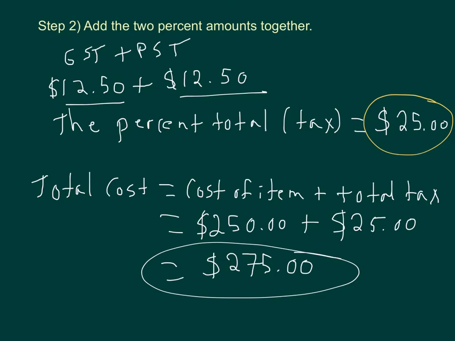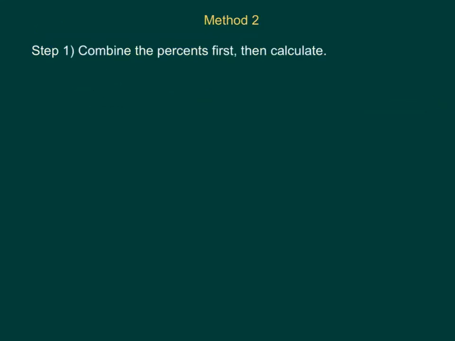Now let's take a look at the same example, just using a different method. For this second method, step 1 is to combine the percents first, then calculate. Whereas before we found what 5% and 5% was separately, they want us to combine them right off the bat. We know that GST was 5% and PST was 5%, so our total percent is going to be 10%.